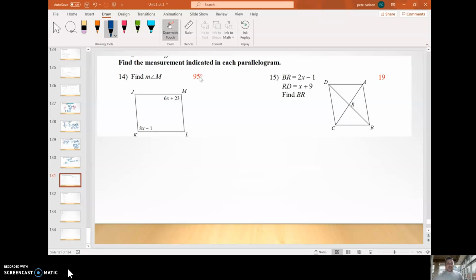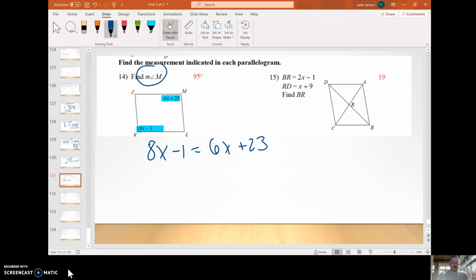Alright, so in these 2 problems, if the angles are next to each other, they equal 180. If the angles are across from each other, the rule is real simple. If they're across from each other, then the angles are equal. So that means 8x minus 1 is equal to 6x plus 23.